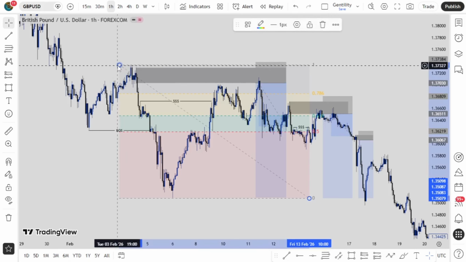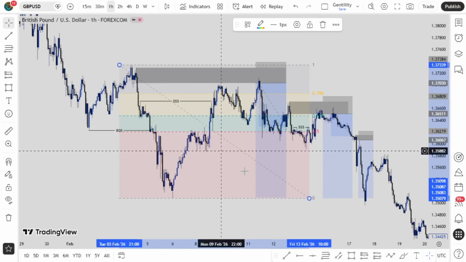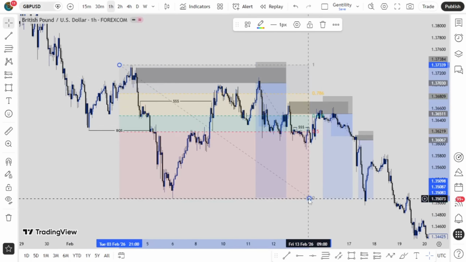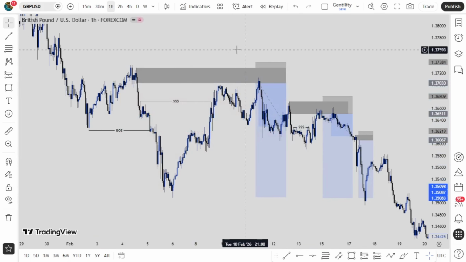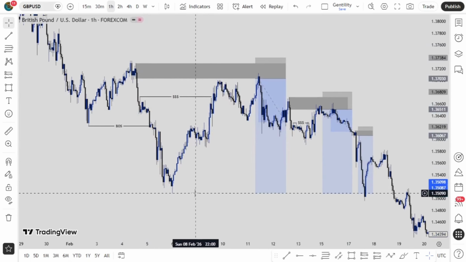Now you can see that from one setup, I was able to mark all my confluences: break of structure, order block, liquidity, imbalance, and my premium zone. Okay, that was how I was able to catch this A plus setup. And as you can see, my profit target was at the point of reversal.